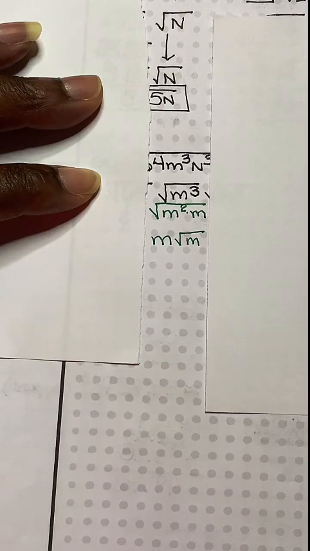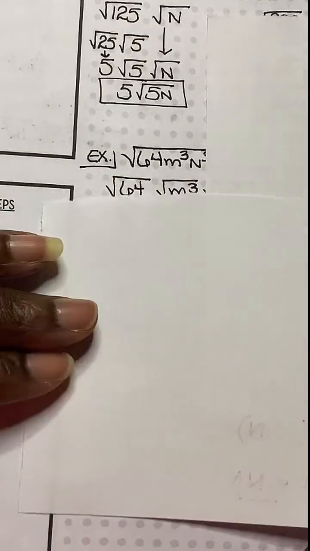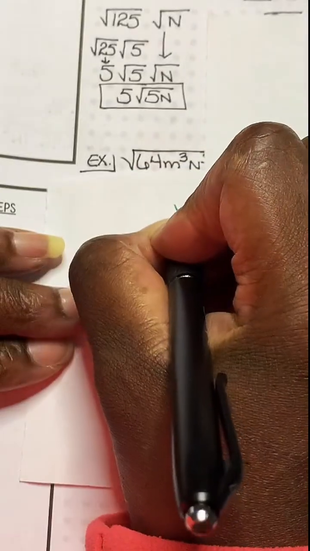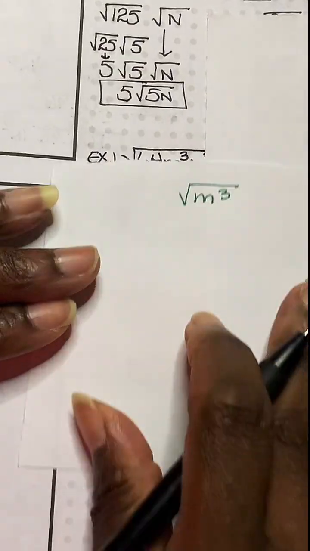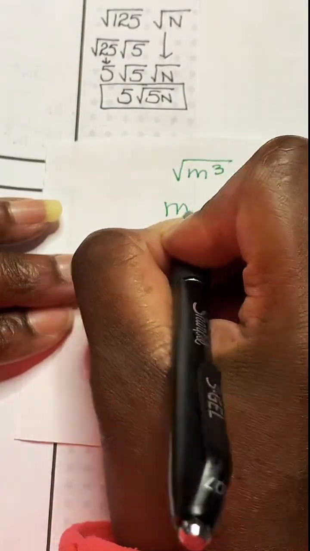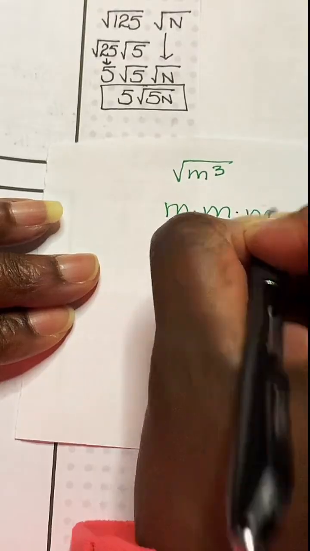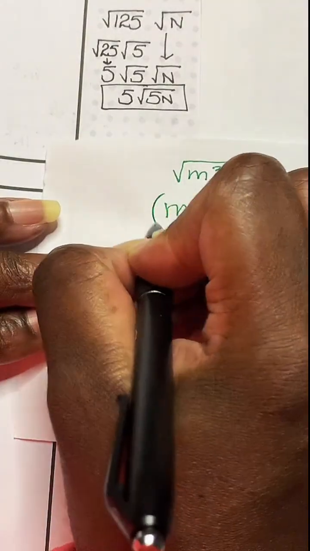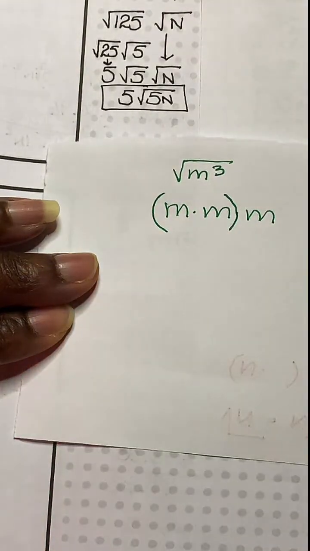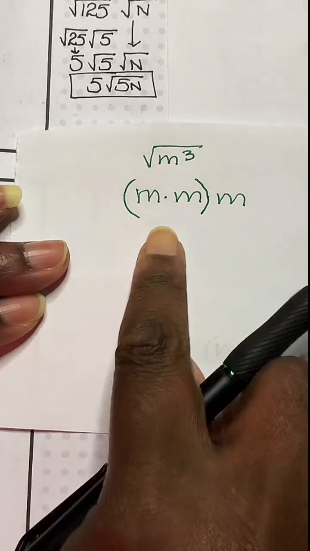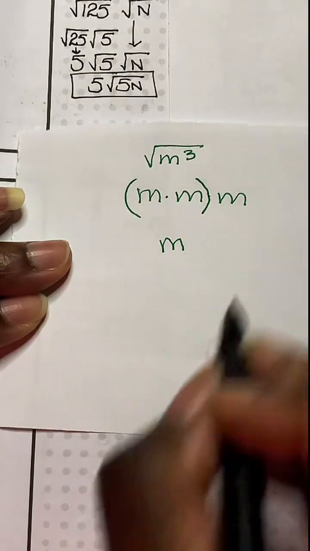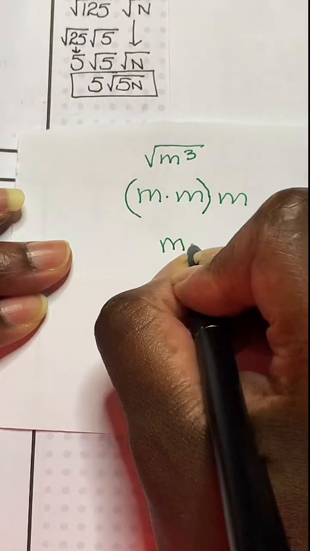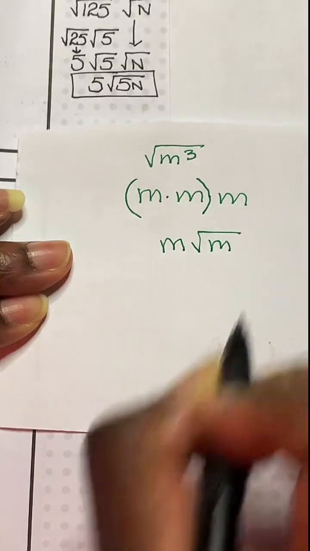Okay? So if you want me to write it out, let me see if I can get that one paper. Let me get it this way. So if I have the square root of m cubed, now m cubed is the same as saying m times m times m. And if I need to group them in 2's, how many groups of 2's do I have? I have 1 group. So that's going to be my m. And then this m that's left over stays in the radical.